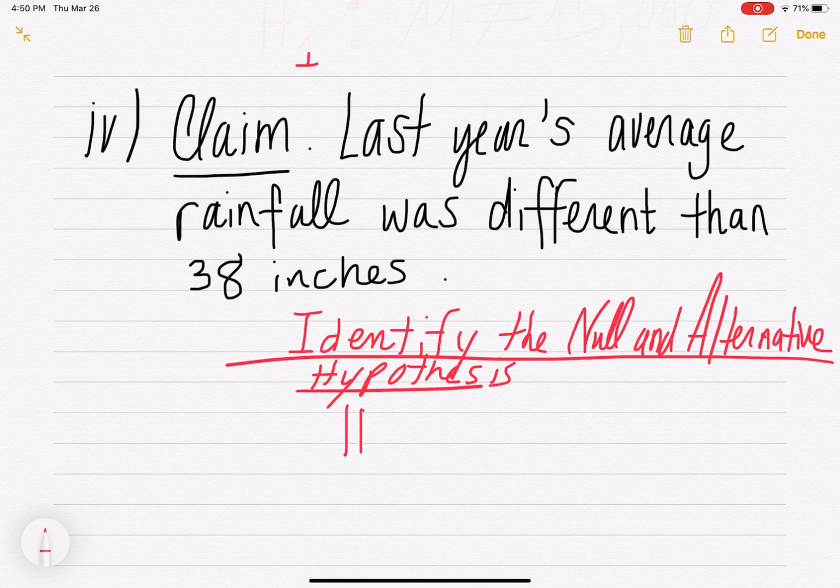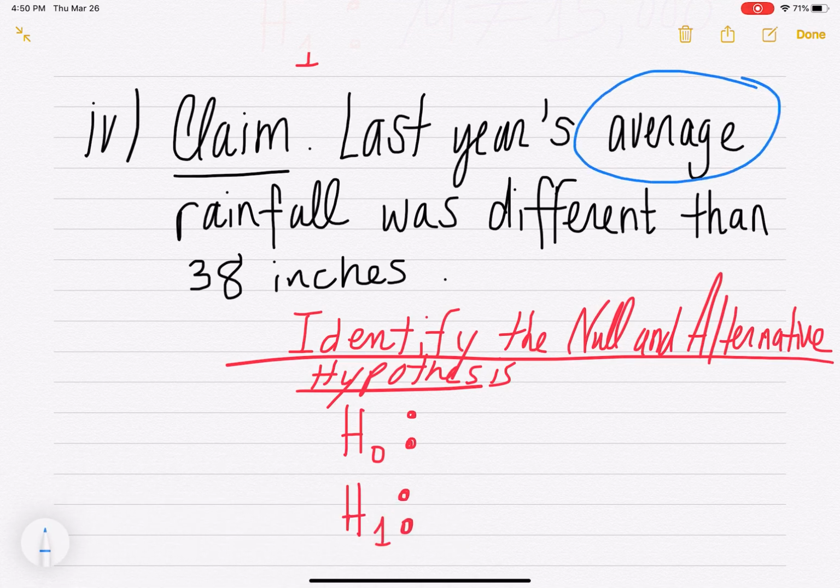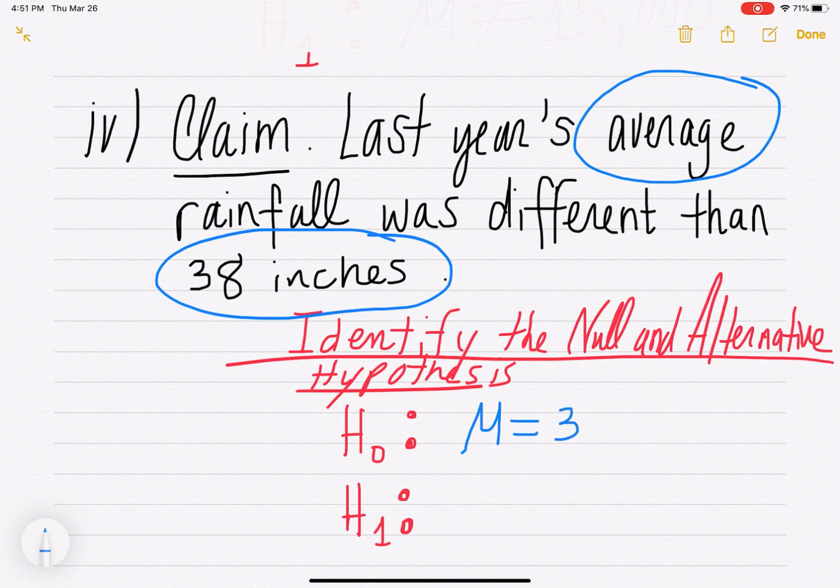So H0 is the null. So you write H0 and a colon. H1 is the alternative. So what do we have here? So we're talking about the average was different than. The average was different than. So remember the null always is about equality. So you're going to have the mean. The mean is 38 equals. So it always involves equality.